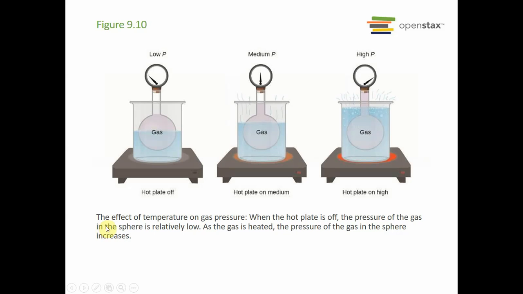Okay. The effect of temperature on gas pressure. When the hot plate is off, the pressure of the gas in the sphere is relatively low. So this is it, and this is the pressure. As the gas is heated, the pressure of the gas in the sphere increases. So this is medium pressure. On high, this is high pressure. So the pressure goes up with temperature.